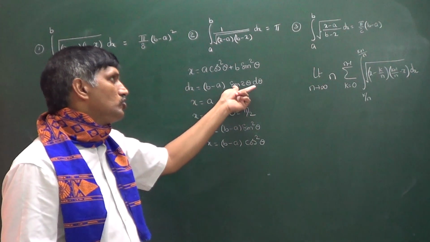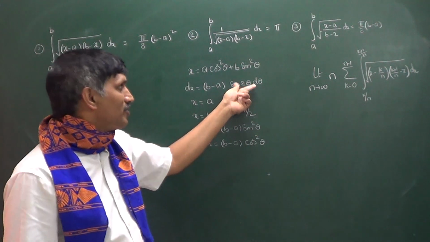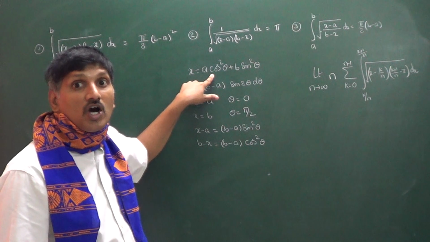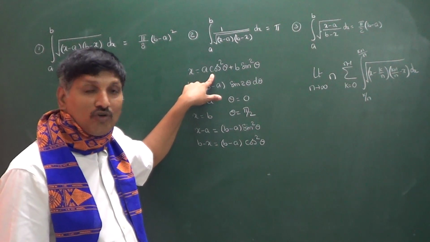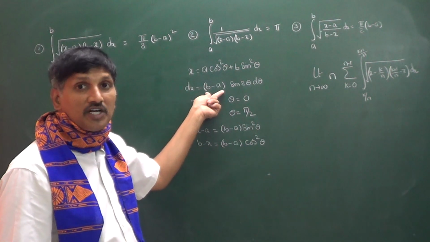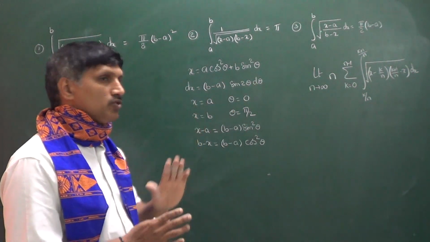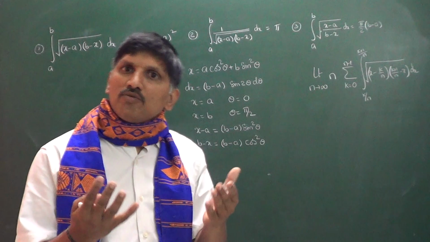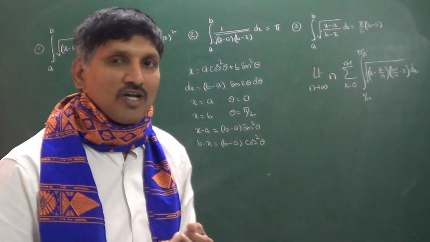(b minus a) into sin 2 theta d theta, because here 2 sin theta cos theta, whereas here 2 sin theta minus cos theta also you will get extra. That is the reason dx becomes (b minus a) sin 2 theta d theta. But whenever we are taking the substitution, automatically we have to change the limits also.